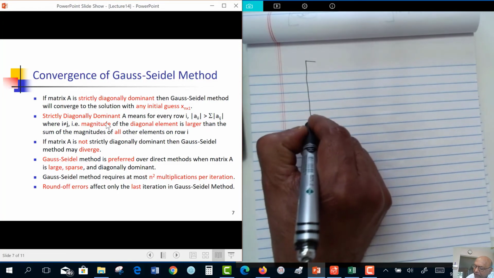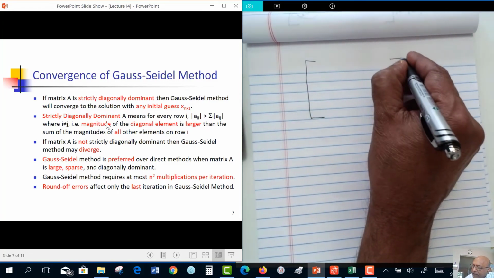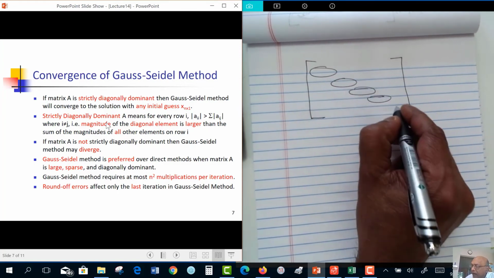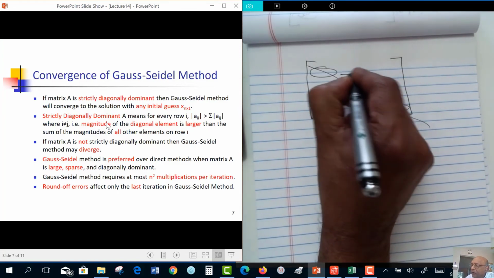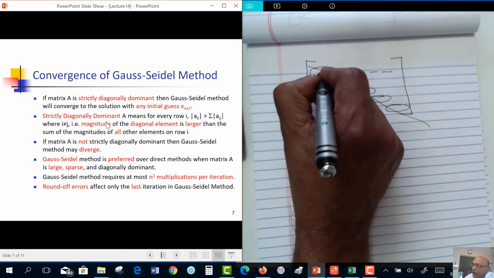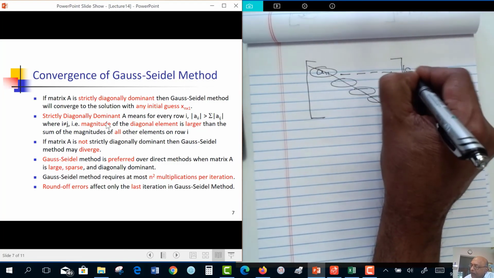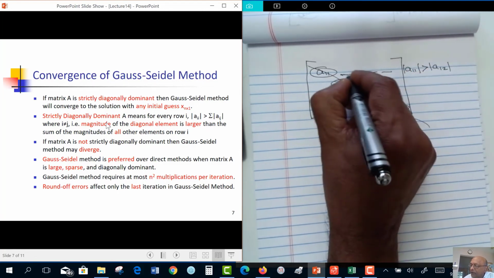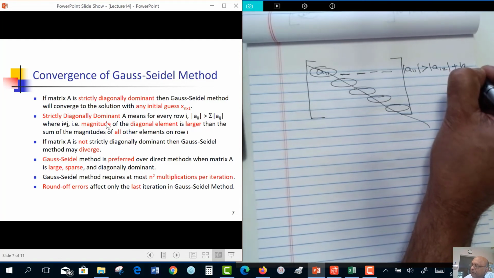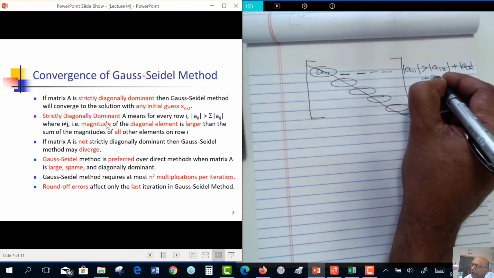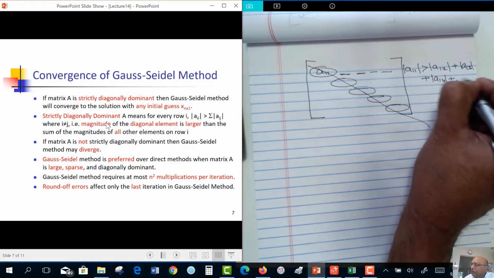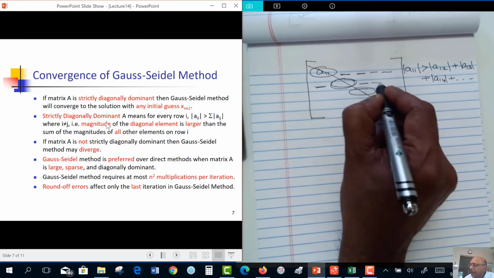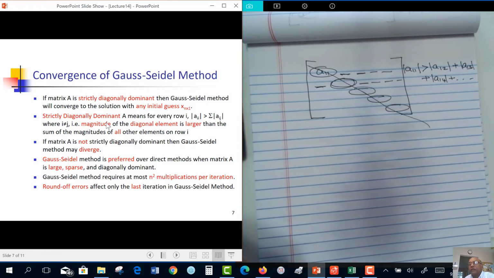Strictly diagonally dominant means, let's say we have a matrix A, its diagonal elements truly are very large in magnitude compared to the rest. So if we look at this A11, we are saying A11 magnitude is larger than all the rest magnitudes combined. A12, A13, A14, and so on and so forth. Same thing, second row, this is going to be larger than all other magnitudes combined.